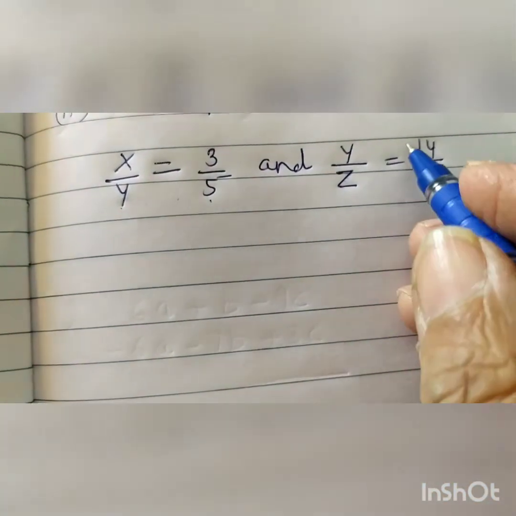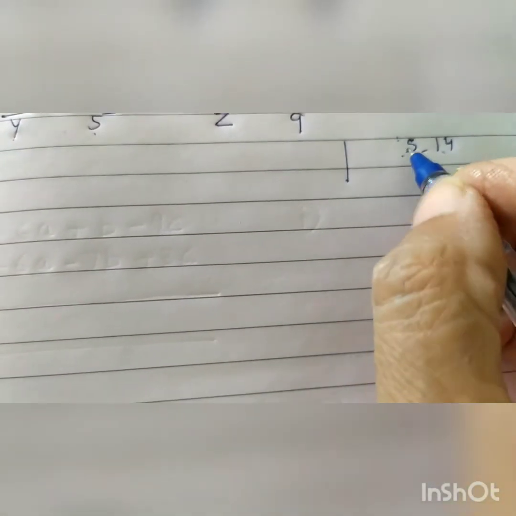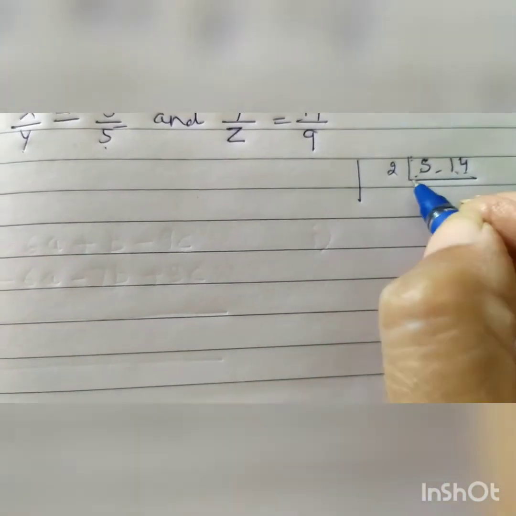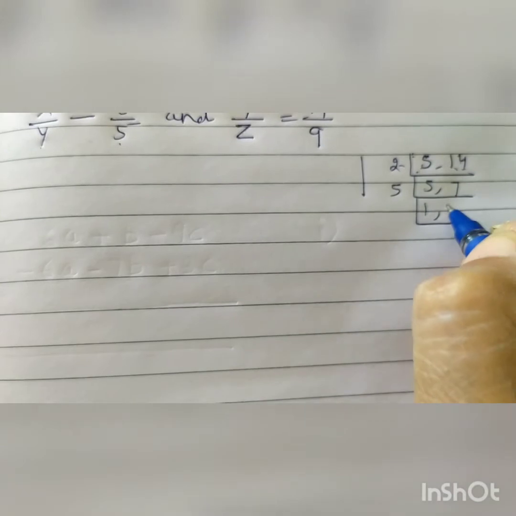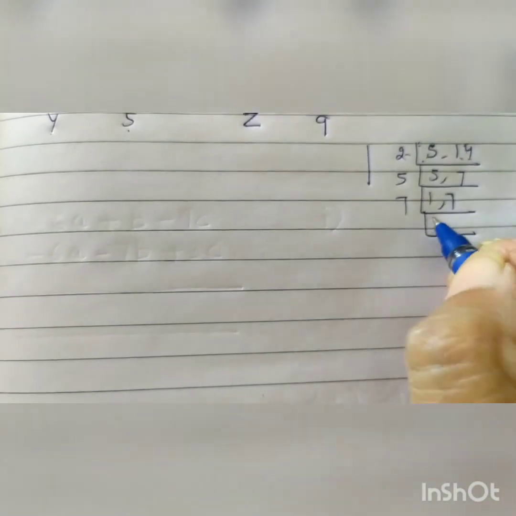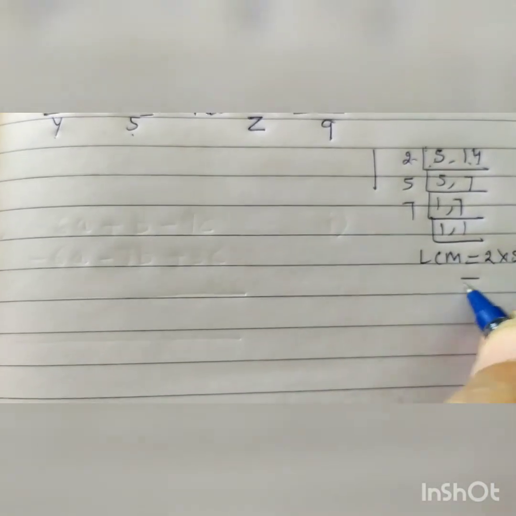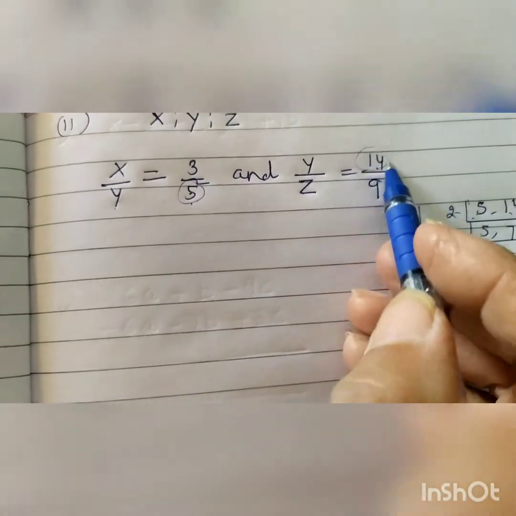So first we will find the LCM of 5 and 14. When we find the LCM of 5 and 14, both are co-prime numbers. So their LCM will be equal to their multiplication. Still we will find it: 5, 2 7s are 14. Then by 5, 5 1s are 5, 7. Then by 7, 1 or 1. So LCM will be 2 into 5 into 7. It is 70. Now we will change these two values of y into 70.